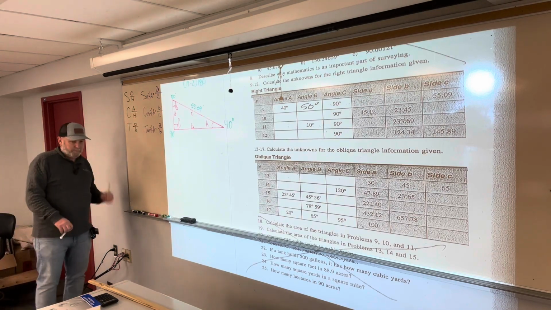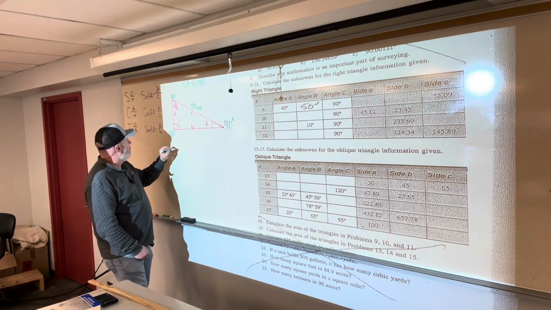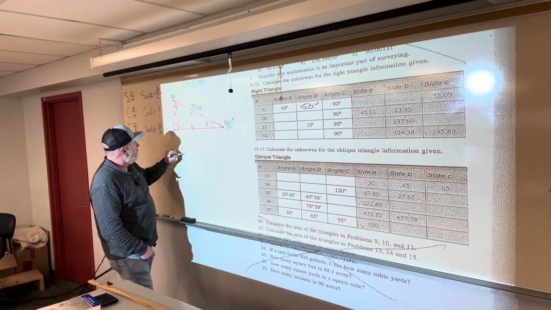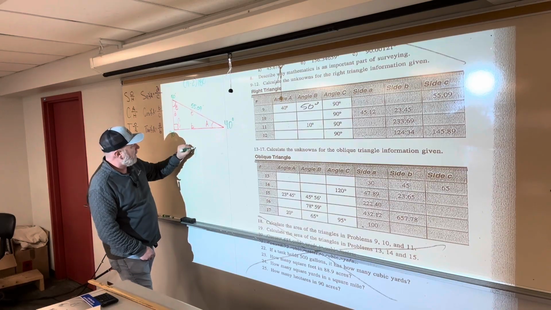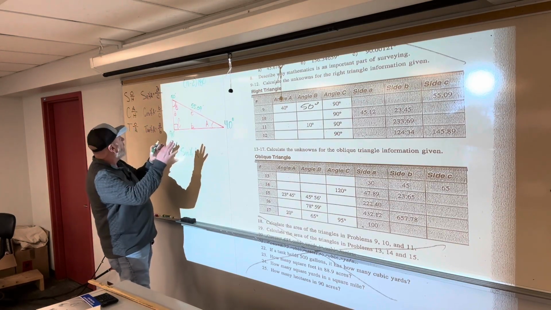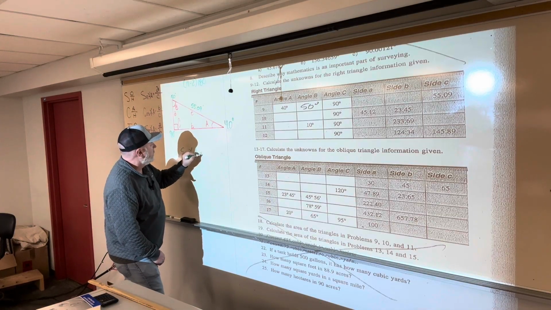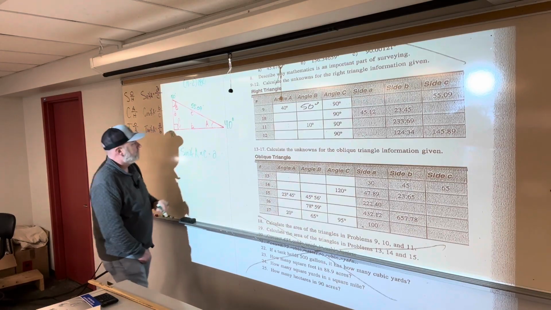So we're going to mix that up here a little bit. I'm going to change this. So the sine of, that's my angle, sine A. Cross multiply so I get A by itself: sine A times side C is going to equal side A.